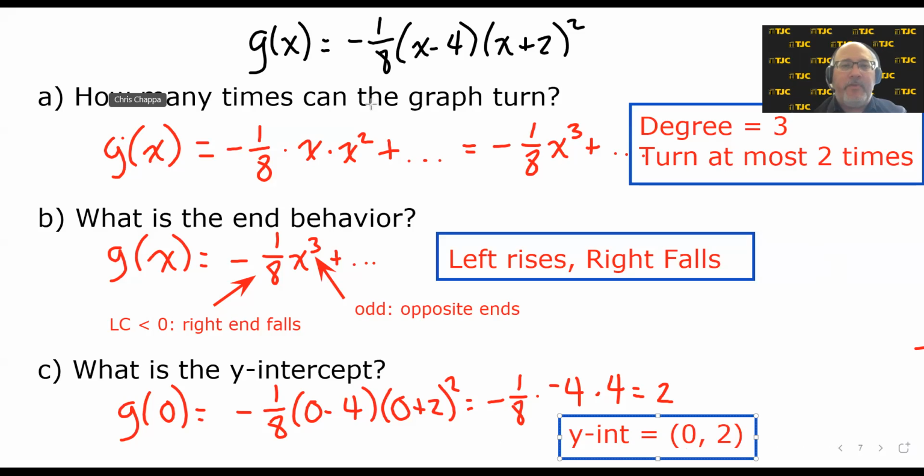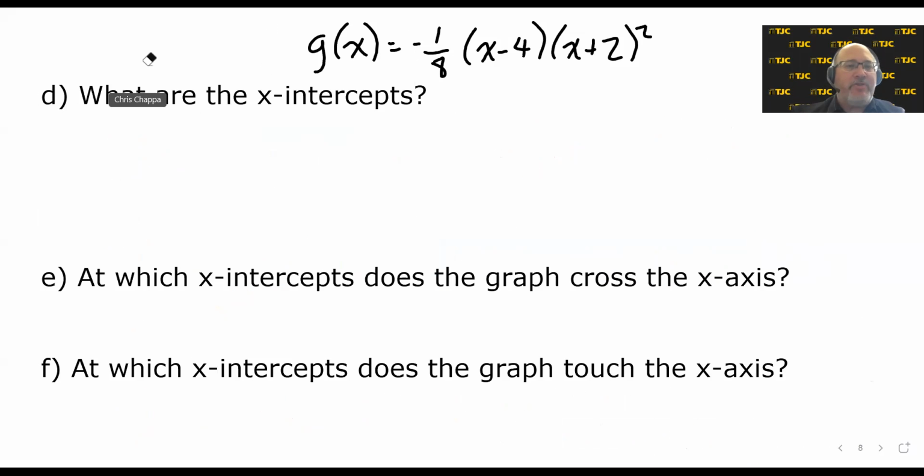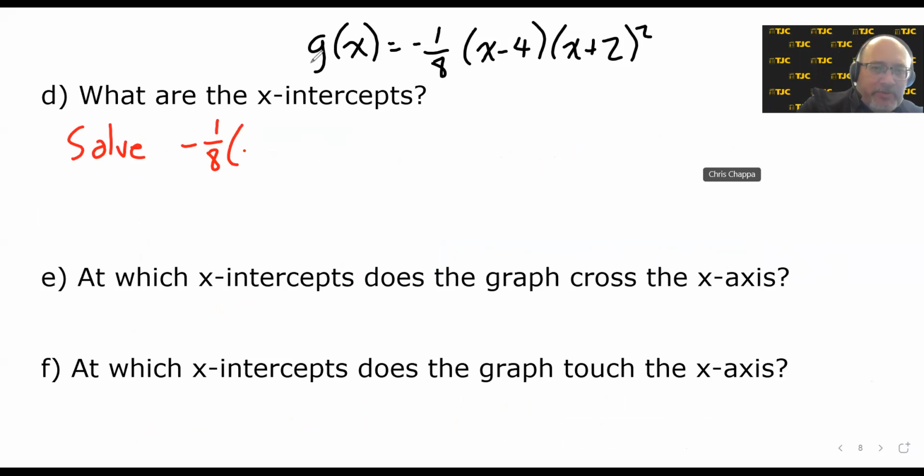All right. The worst part is over because the rest of it involves solving it equal to 0, and that's easy to do if it's already factored like this guy is. What are the X-intercepts? Well, to find the X-intercepts, all we have to do is solve the function equal to 0. -1/8 times x minus 4 times x plus 2 squared is equal to 0.